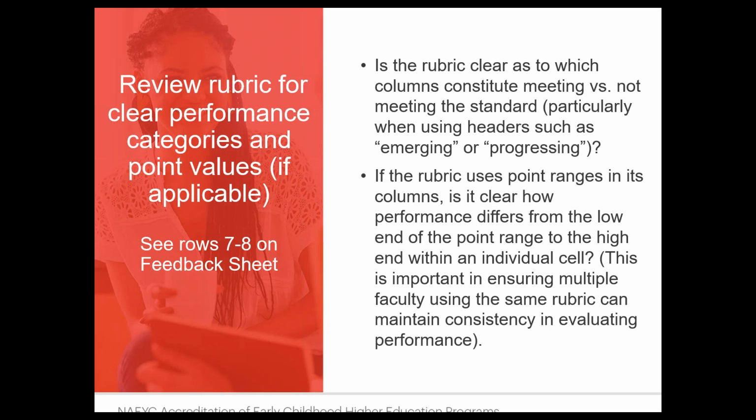And so sometimes programs will use really large point ranges in the columns, and that makes it really difficult for the candidates to know what they need to do in order to be successful in that column. It also matters if there are multiple faculty evaluating candidates using this rubric, because it opens it up to wide interpretation about why someone gets 20 points versus 10 points within that point range. So we do provide some feedback to programs about point ranges, but if they are going to use those, we really recommend smaller point ranges and being very clear about how someone would earn the points within that point range.